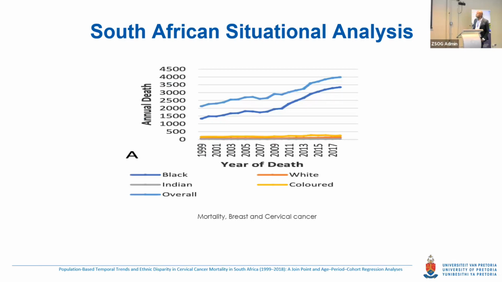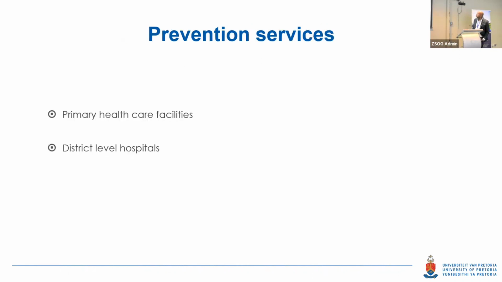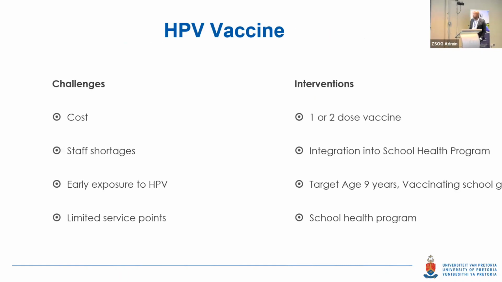What is our situation in South Africa? Breast cancer and cervical cancer are still the leading causes of death in our women, just like in the rest of Africa. The prevention services that we offer are happening mainly in the primary health facilities and district level hospitals. One of the cancer prevention methods is provision of the HPV vaccine.